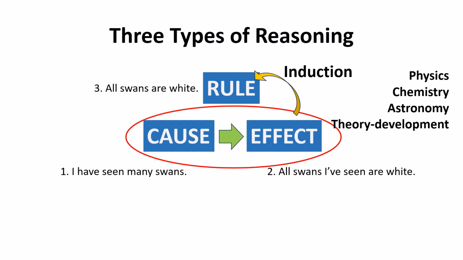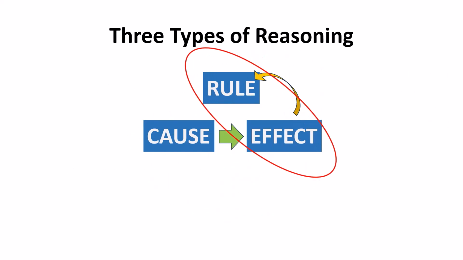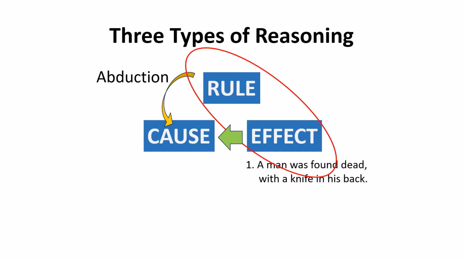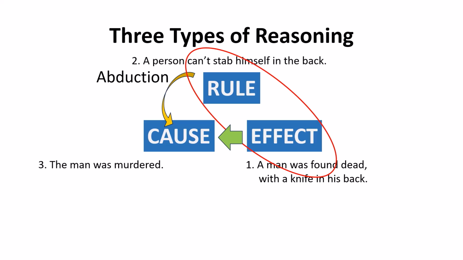One more possibility. If I know the rule and I have an effect, then I can go backwards to the cause, and that is called abduction. Now, there's different kinds of abduction, so let's be clear on what we're talking about here. This is going backwards from the effect to the cause. Let's take an example. A man was found dead with a knife in his back. Now, people don't stab themselves in the back ordinarily, so I'm going to conclude that this was a murder.